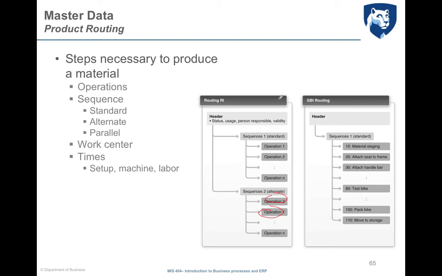Here you see instead the production routing for GBI's Deluxe touring bike. The routing indicates that the operations needed to produce this bike can be performed in only one possible standard sequence from phase 10 to phase 110, and these are the steps that need to be performed in order to realize the touring bike and assemble the touring bike model.